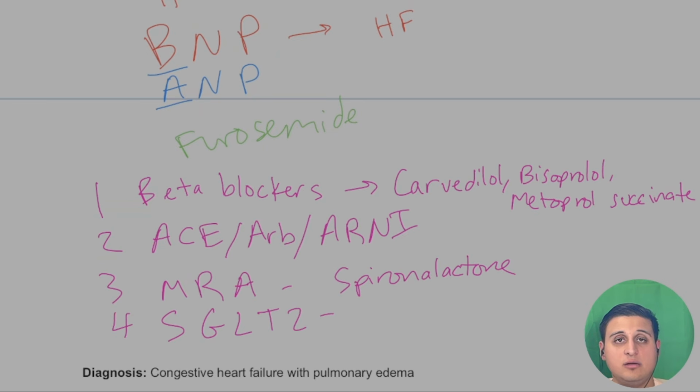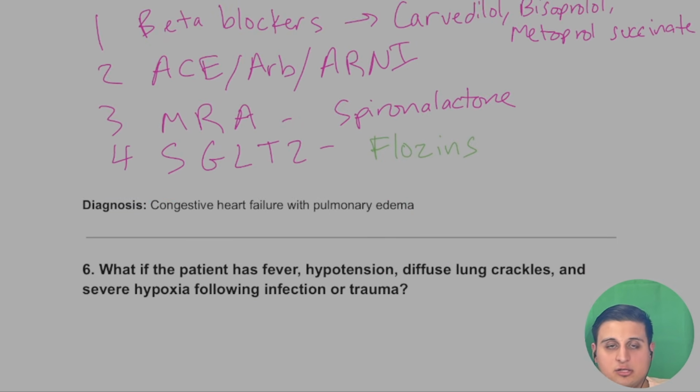SGLT2 inhibitors. SGLT2, that's typically the sodium-glucose co-transporter, right? And in this case, if we're inhibiting reabsorption, we're getting rid of a ton of sodium and a ton of glucose. In this case, that's like empagliflozin, right? The flozins. So that'll be good in terms of getting rid of some of that volume as well. These are the 4 big ones in terms of heart failure.